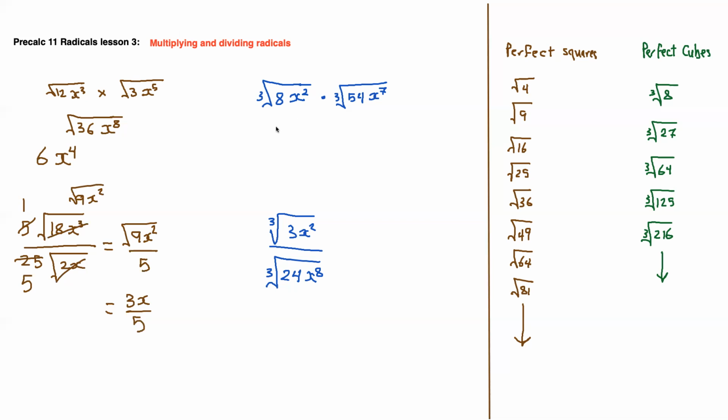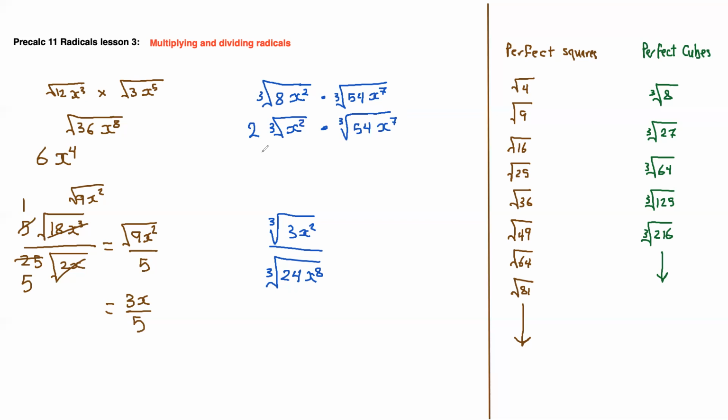How about dealing with the cube roots? First of all, I could see that I could do the cube root of 8 right away. Since it's a perfect cube, I could just make this simple and make it 2 the cube root of x squared, because I cannot cube root the x squared, times cube root of 54x to the 7.